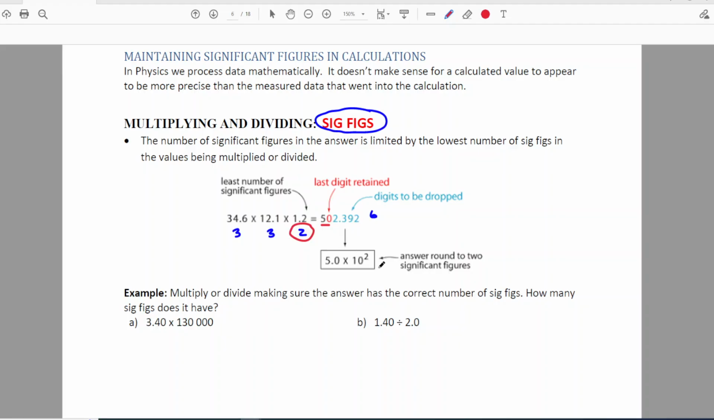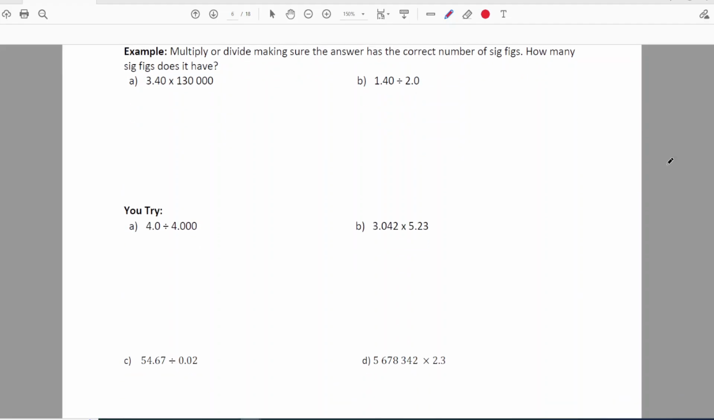Now, this won't happen very often, which is why it's in here, but we're going to try the rest of these questions, and I don't think any of them have to be written in scientific notation unless we want to. So first question here, we've got 3.40 times 130,000. First thing we're going to do is just type that into our calculator. So I'm going to put 3.4, because the 0 doesn't matter to the calculator, times 130,000. And I get 442,000.